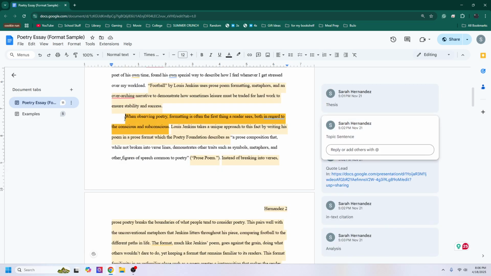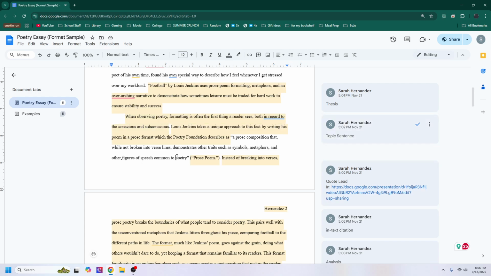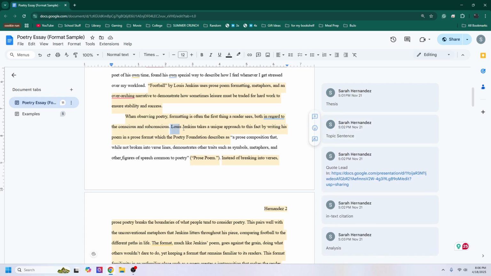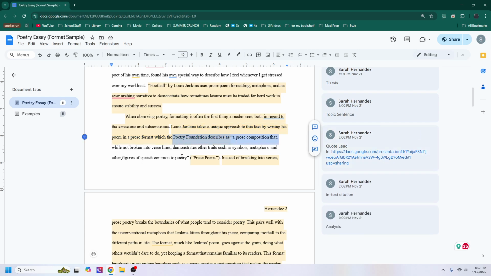Then I've got my topic sentence. This is going to introduce the topic of this paragraph. Nine times out of ten, it has to relate to the thesis to some degree. Then I've got a quote lead-in. Every quote should not be just dropped into our sentence, right? We need to open it up by talking about something that has to do with that quote, right? So the Poetry Foundation describes prose format as blah, blah, blah.